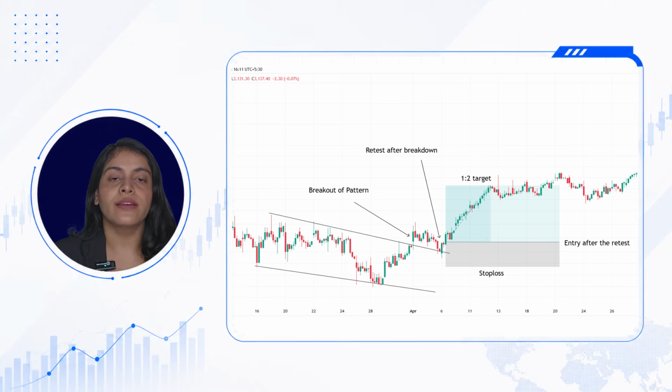level before moving higher. If buyers successfully defend this level, it provides additional confirmation and reduces trading risk. Regardless of an entry style, having a predefined stop loss and target is essential before taking a trade. Let's understand the best indicators you can combine the falling wedge pattern with.